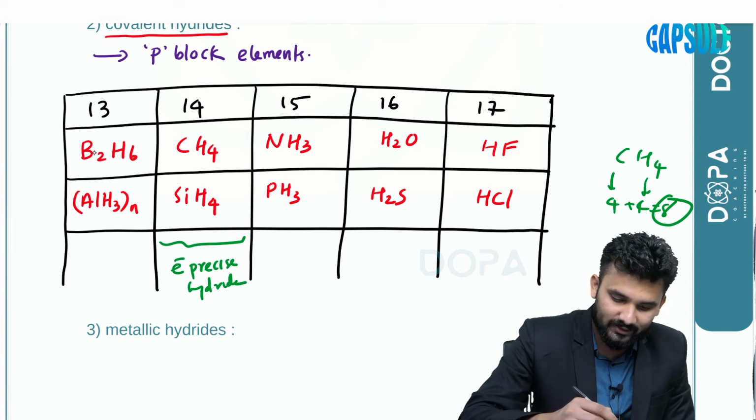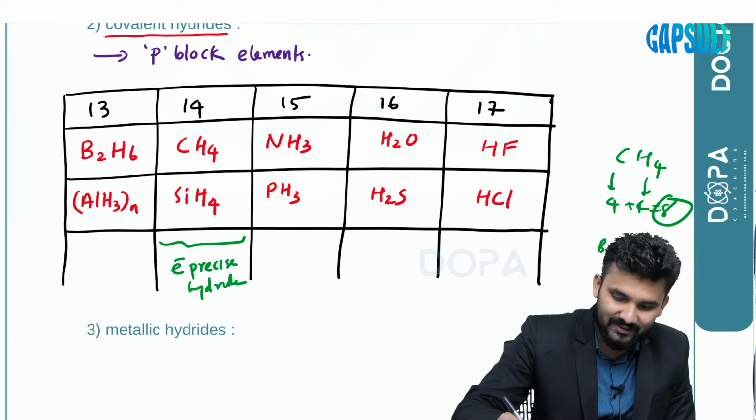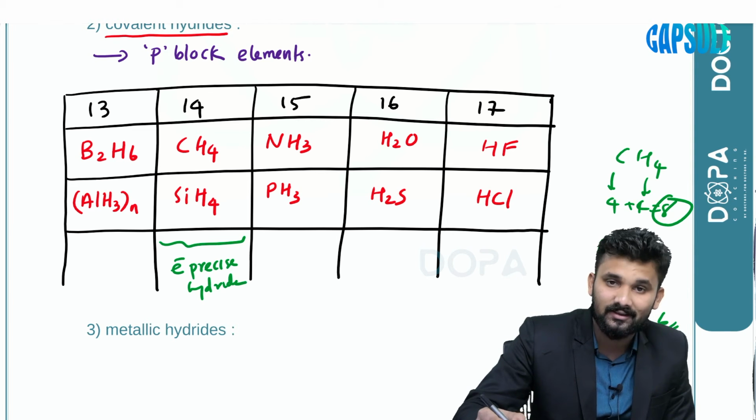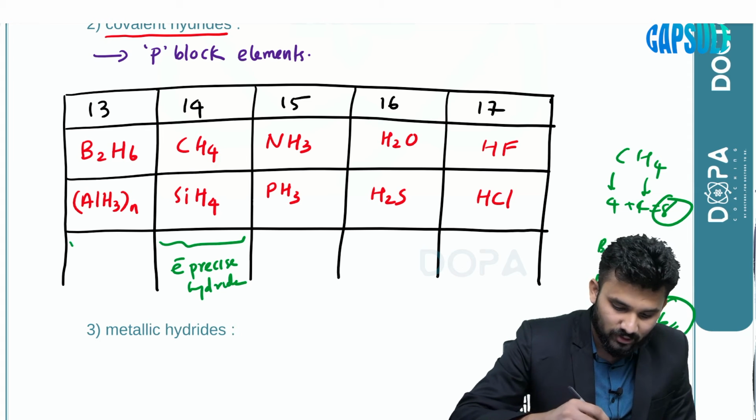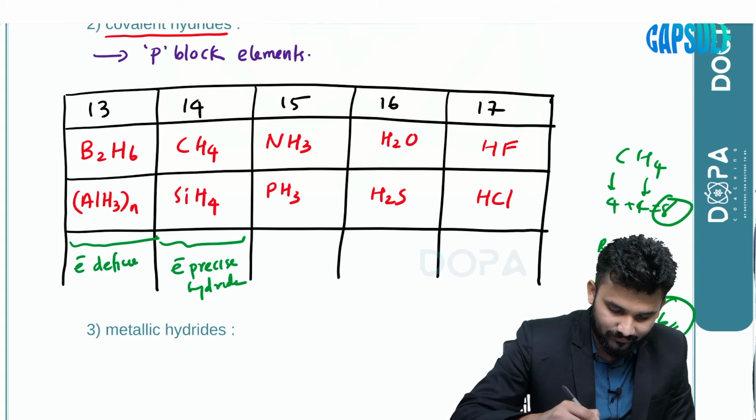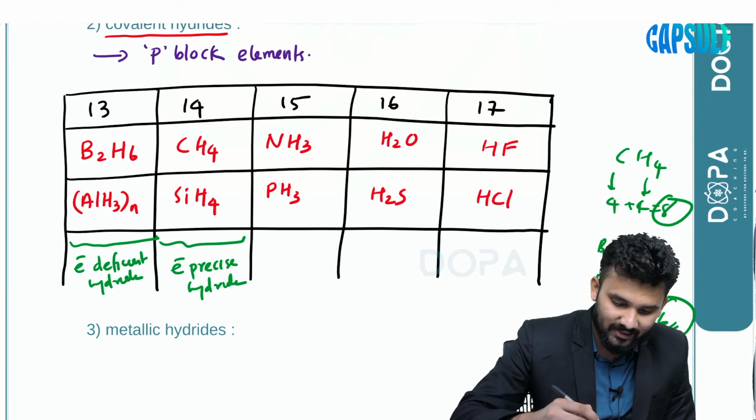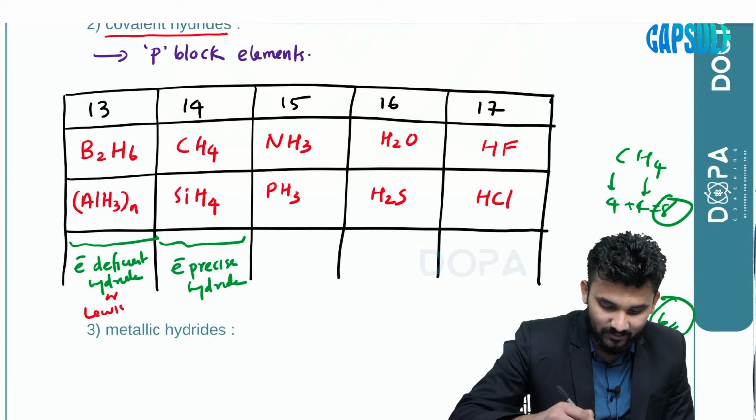In the 13th group, there are 2 borons and 6 hydrogens, so 1 boron and 3 hydrogens, so 3 plus 3 is 6, that is, the octet is not completed. So 13th group hydrides are electron deficient hydrides. Electron deficient hydrides are Lewis acids because they are electron pair acceptors.